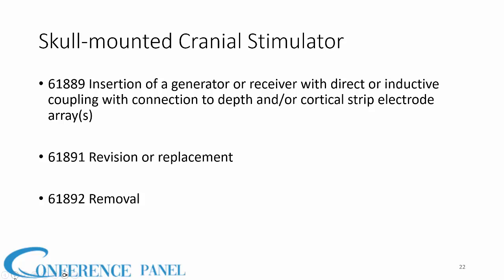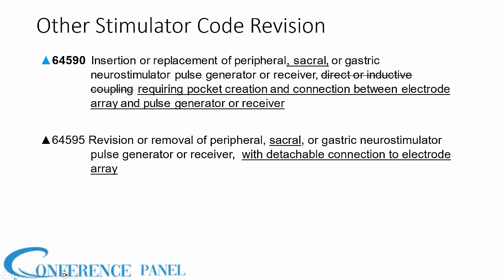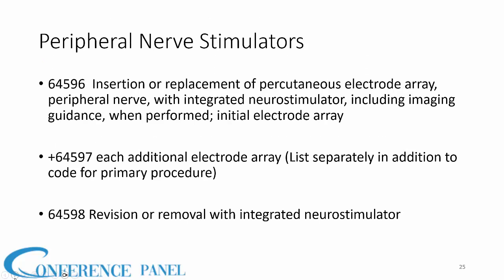Another addition to stimulator codes is for a skull-mounted cranial stimulator. There are also some changes to the spine neurostimulator codes, both for 63685 and 63688. Other stimulator code revisions, they added to 64590 and 64595. Peripheral nerve stimulators, they've gone ahead and added these also. And there is an add-on code here.